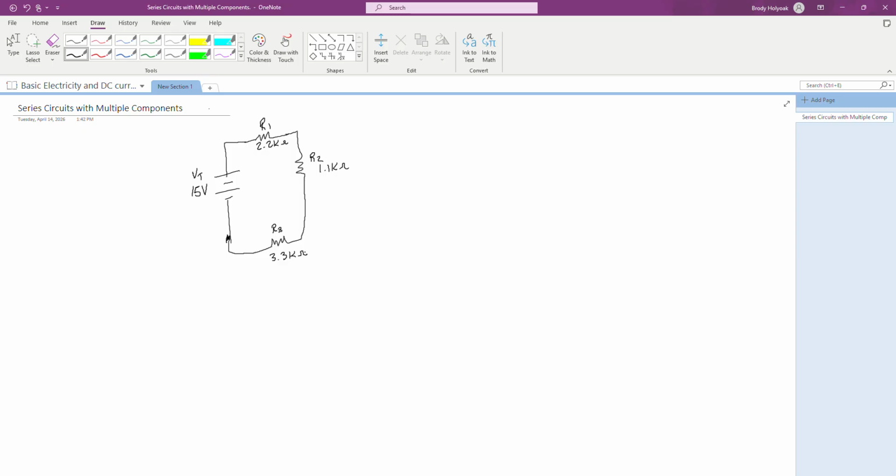Now, one of the things that we have to consider is before, when we did our single resistor components, the R total was only R1. So with one resistor, the R total was equal to R1. Now in the multi-resistor circuits, we have to take into consideration what resistance total we're looking at.